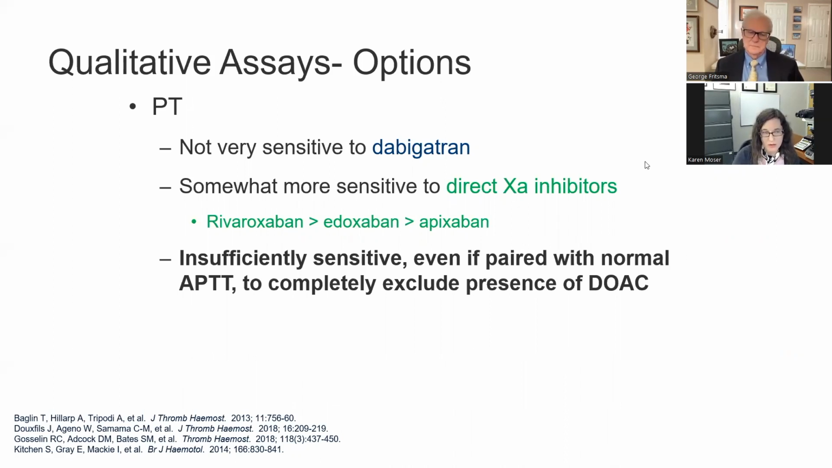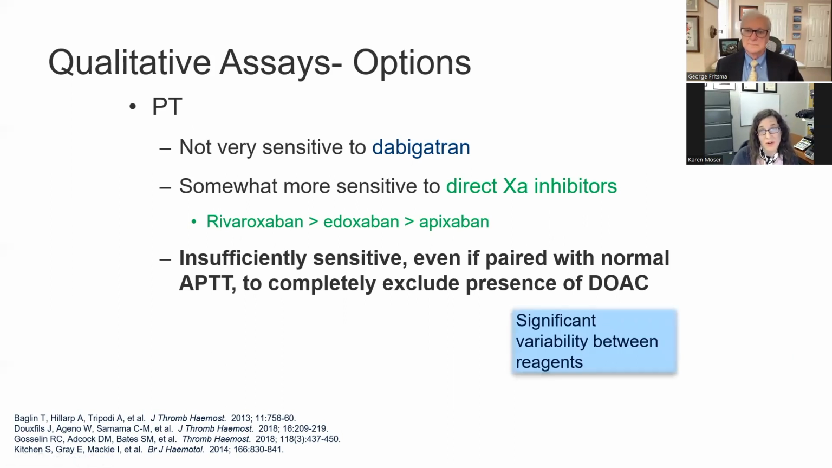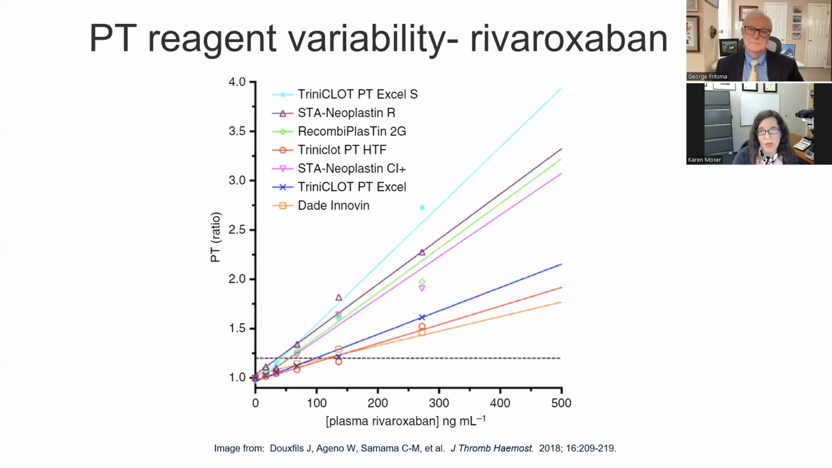Let me highlight here that there is significant variability between different PT reagents. And here's an example of what I'm talking about from the literature. So all the different colored lines on this graph are showing different commercially available PT reagents.